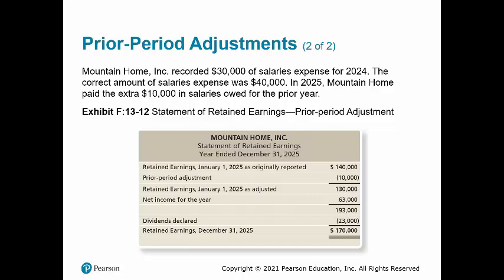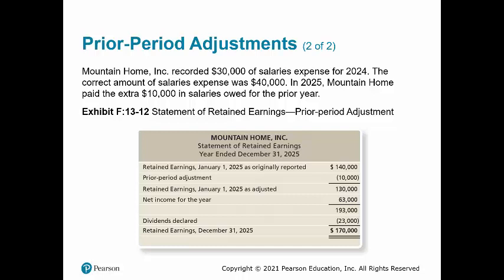This company is called Mountain Home Inc. In the prior period, they had recorded $30,000 of salaries expense for 2024. However, at some point in 2025, they realized that the correct amount of salaries expense was $40,000. It could be they failed to make an adjusting entry. The effect of that error was that it understated salaries expense by $10,000. Salaries expense would normally be closed to retained earnings, so net income would have been overstated by $10,000 and retained earnings would have been overstated by $10,000.